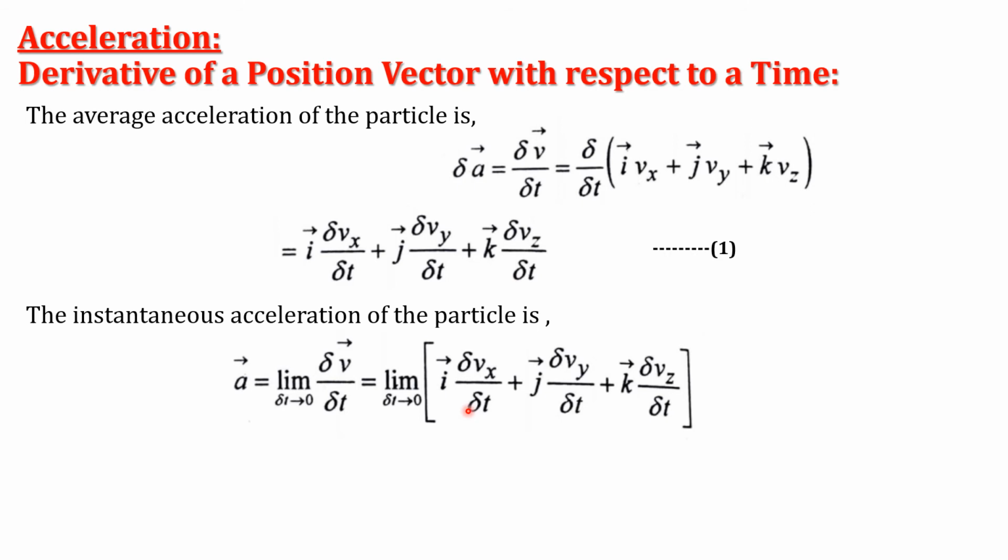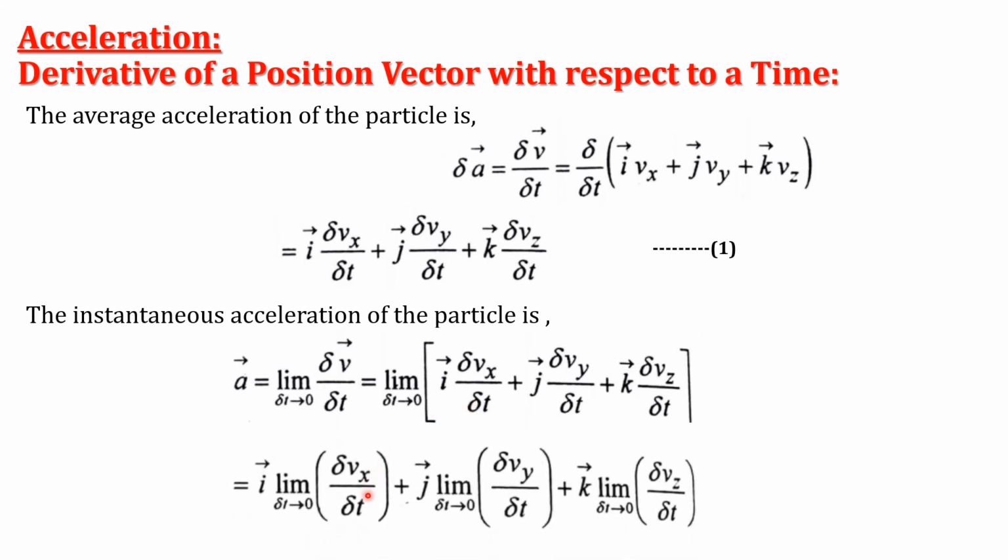Now we write each and every term separately. Take i outside: the limit as delta t tends towards 0 of delta vx by delta t, plus j times the limit as delta t tends to 0 of delta vy by delta t, plus k times the limit as delta t tends to 0 of delta vz by delta t. Now again use the earlier definition.